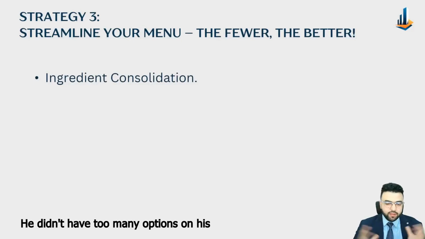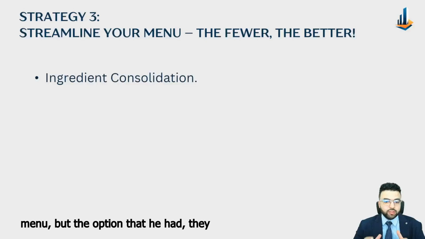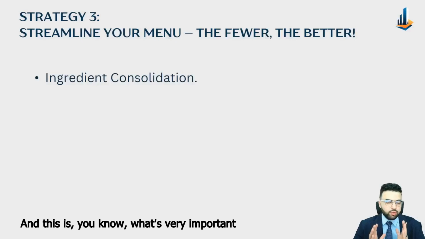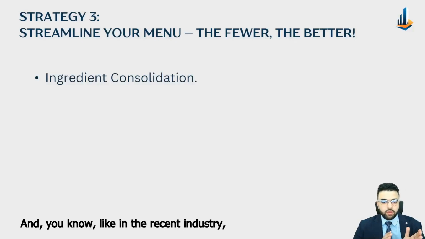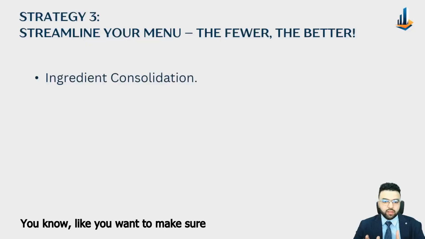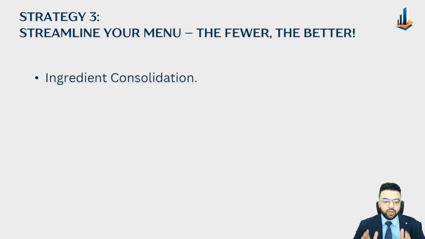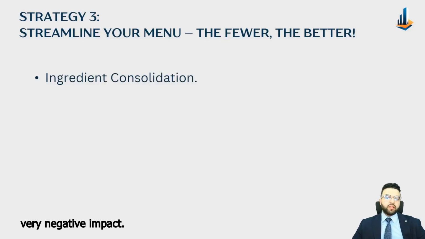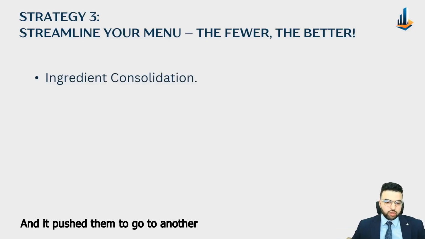He didn't have too many options on his menu, but the options that he had were better quality. He was delivering them on time. He never ran out of inventory, and this is very important in this field. In the restaurant industry, consistency is the key to success. You want to make sure that when your client orders the pizza at any time, he will find it with the same quality and the same taste. It's not going to change or run out, because this leaves a very negative impact and pushes them to go to another competitor who is more available.